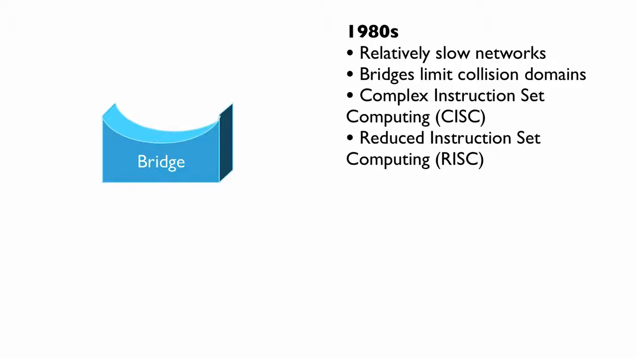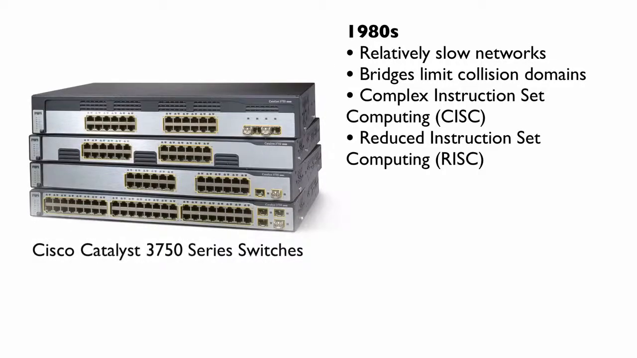The big change came in the 1990s with the introduction of switches. And on screen we see the Cisco Catalyst 3750 series of switches, even though these particular switches were not available in the 1990s. But in the 1990s, with the introduction of switches, we started to have relatively fast networks. I personally remember different vendors coming into my office and explaining how architecturally their model of switch was better than a competitor's model of switch.